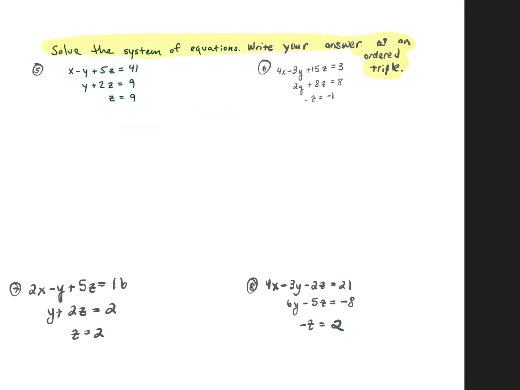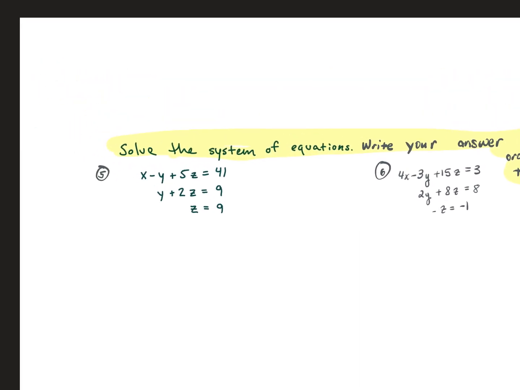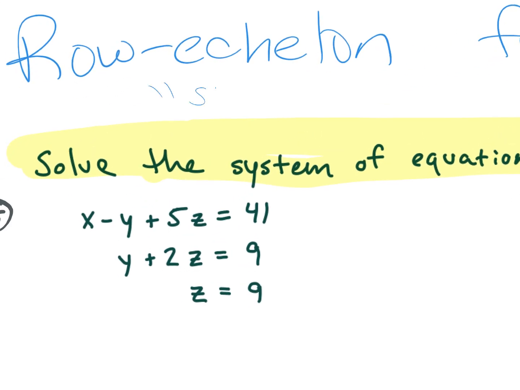This is called back substitution. The way that these equations are written, we're going to talk more about this on Monday, but write this down. This is called row echelon form. It's referred to as kind of like stair steps.